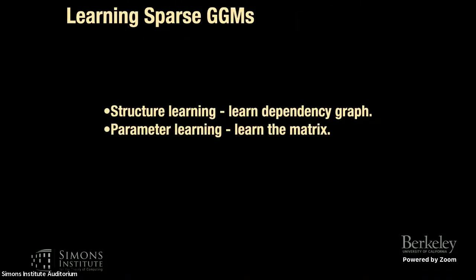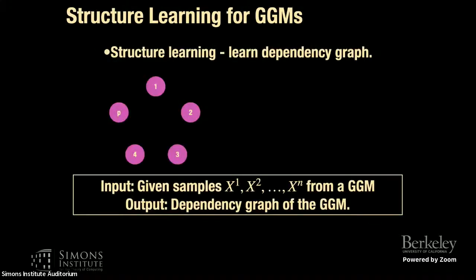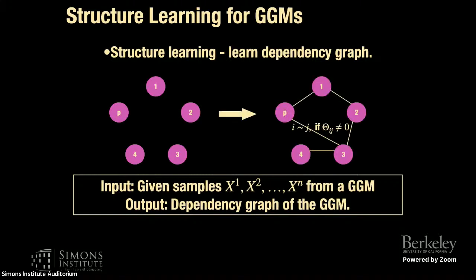In the context of learning sparse GGMs, there are 2 questions. One is structure learning. Given samples from this distribution, can you learn the dependency graph? The other question is parameter learning, where I want to learn a Gaussian distribution which is close to my samples in some way, or maybe even estimate the precision matrix entries exactly within some error. Okay. So structure learning is: you're given samples x1 through xn, where n is the number of samples, and I'd like to output the dependency graph of the GGM. This is what we're trying to do.